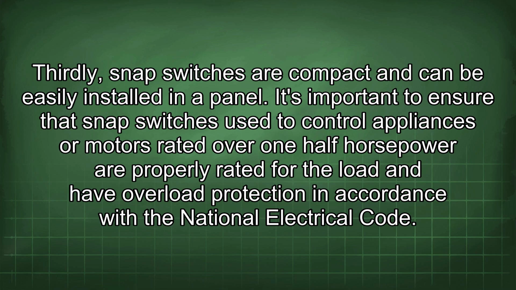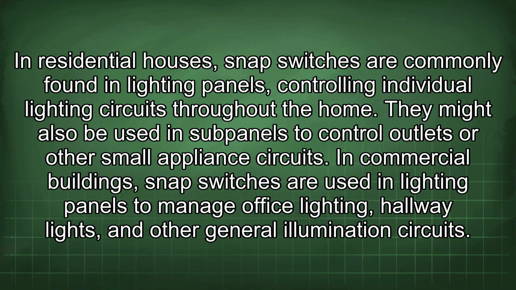It's important to ensure that snap switches used to control appliances or motors rated over 1/2 horsepower are properly rated for the load and have overload protection in accordance with the National Electrical Code. In residential houses, snap switches are commonly found in lighting panels controlling individual lighting circuits throughout the home. They might also be used in subpanels to control outlets or other small appliance circuits.